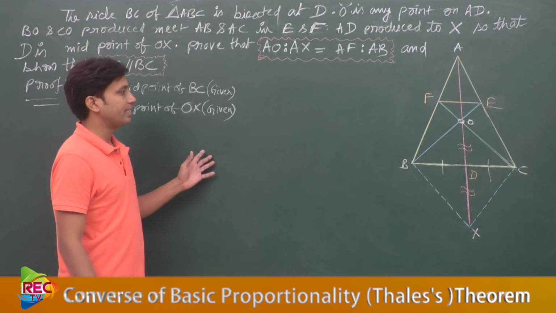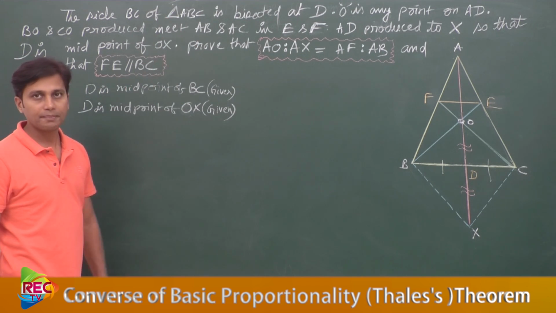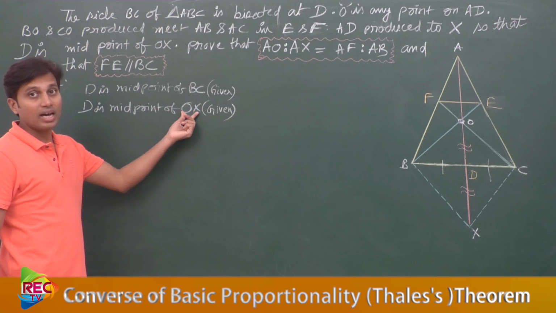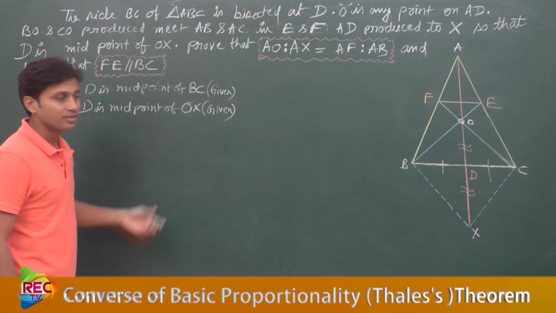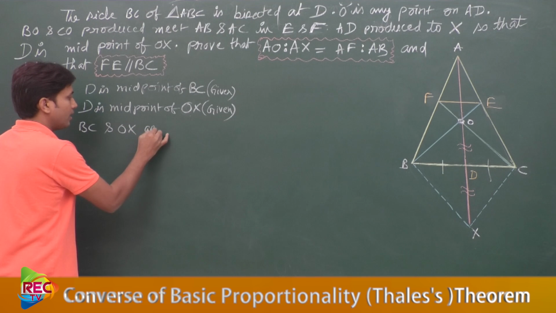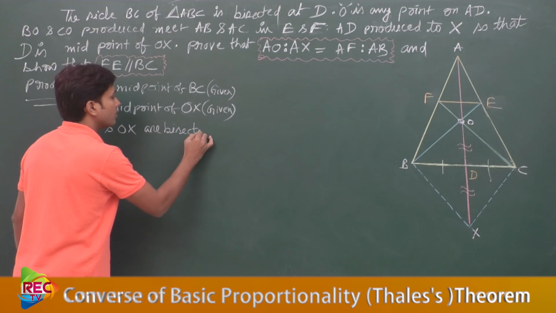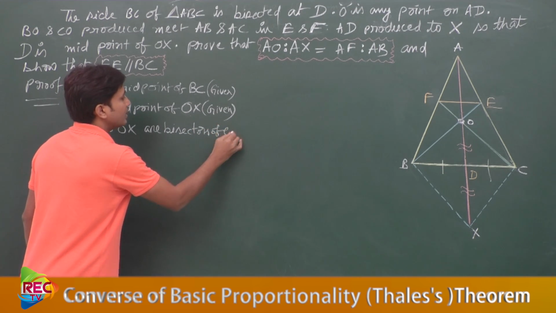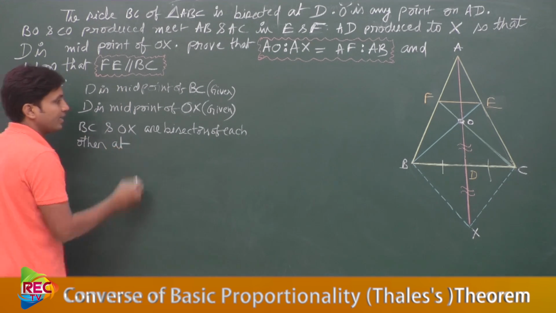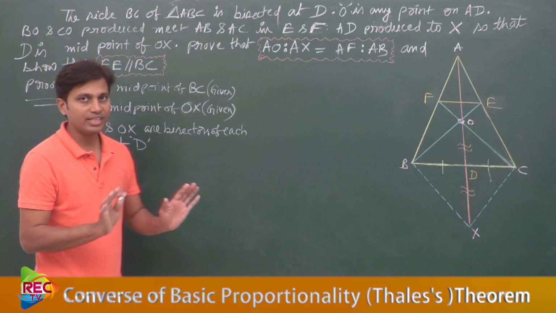We have this data that D is a midpoint of BC as well as OX as per the given data. That is what we can say here. BC and OX are bisectors of each other or not? Yes. BC and OX are bisectors of each other at which point? At D or not? Exactly, at D. This is the given information.